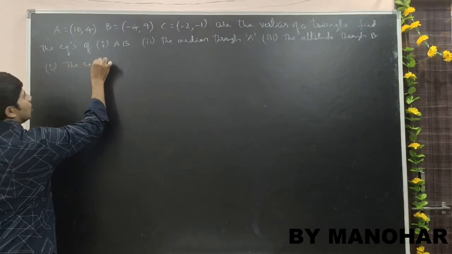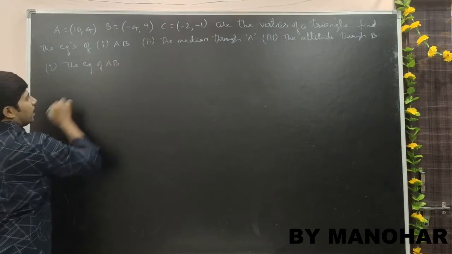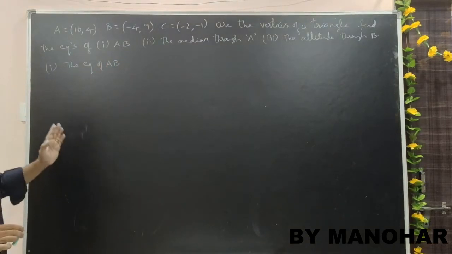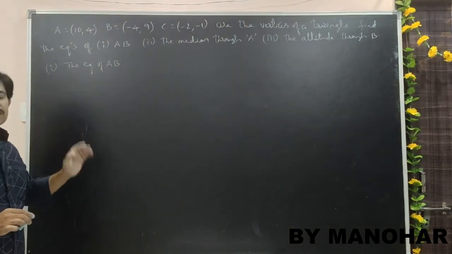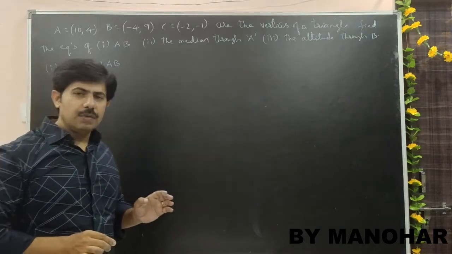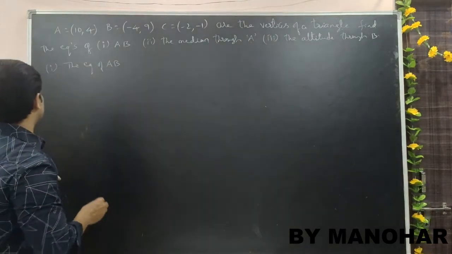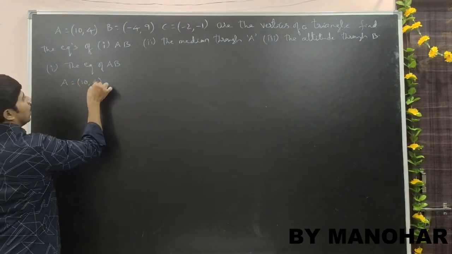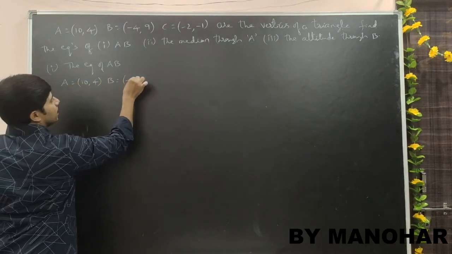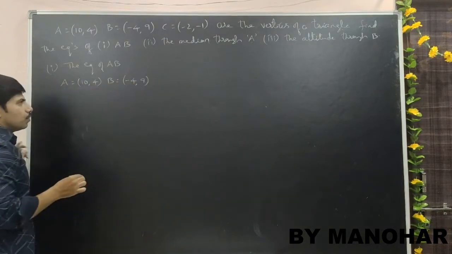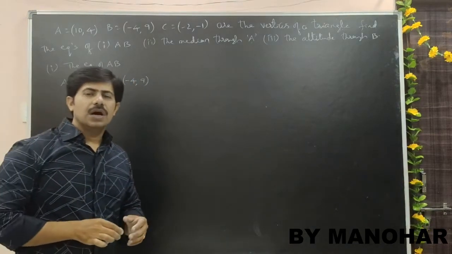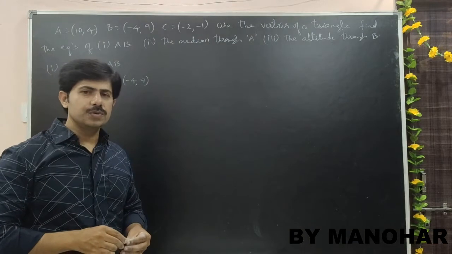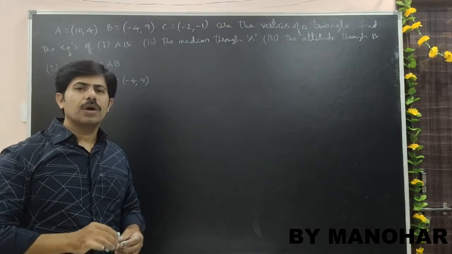find out the equation of AB, right? The first one we'll see. First we'll find the equation of AB. See, how to find the equation of AB? We have 2 points. What are those 2 points? A is (10, 4) and B is (-4, 9). So when we have 2 points, how to find the equation of a line? Using the 2-point form. What is the 2-point form?